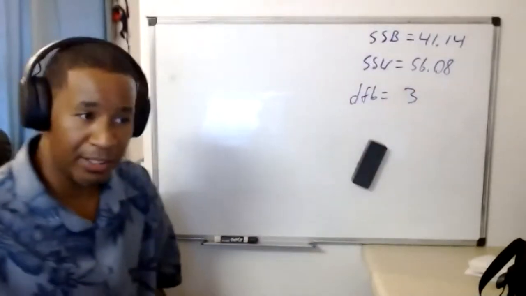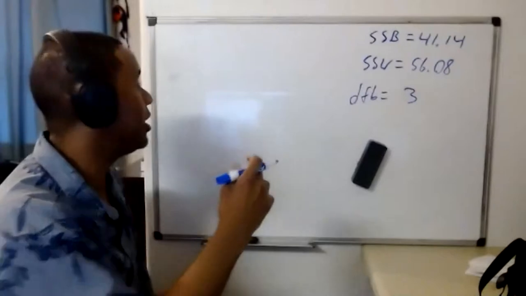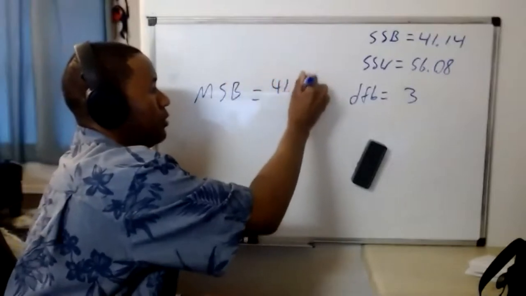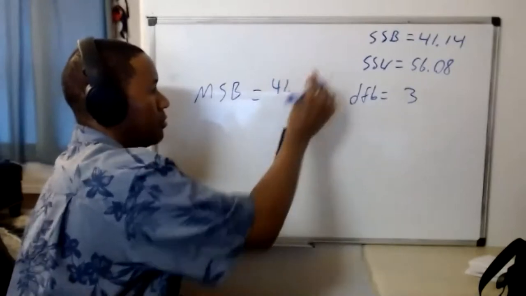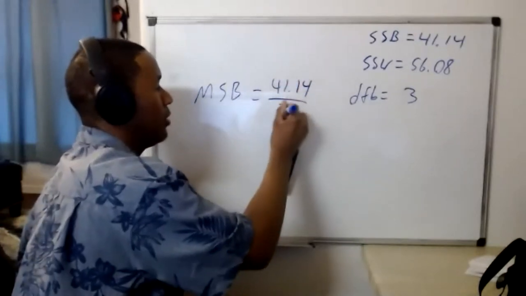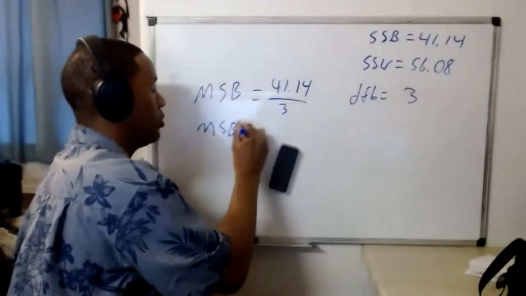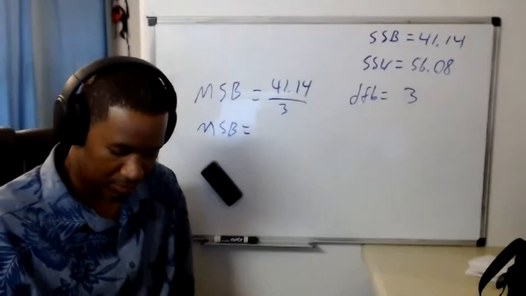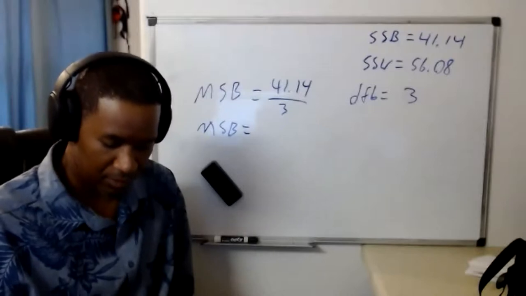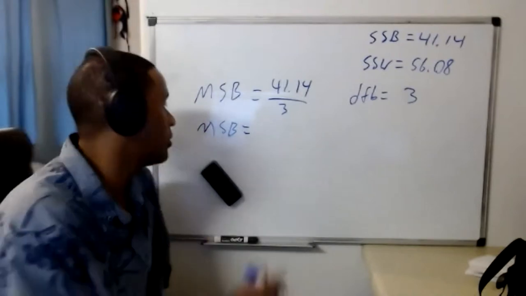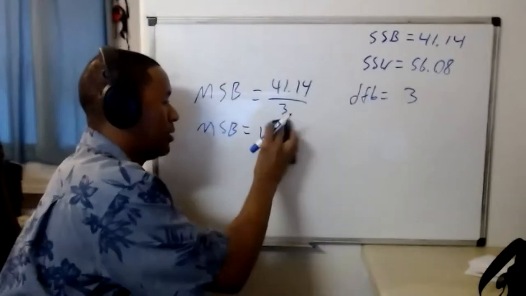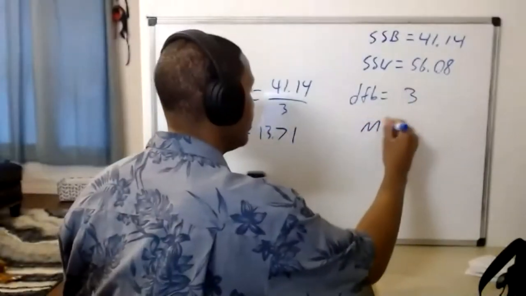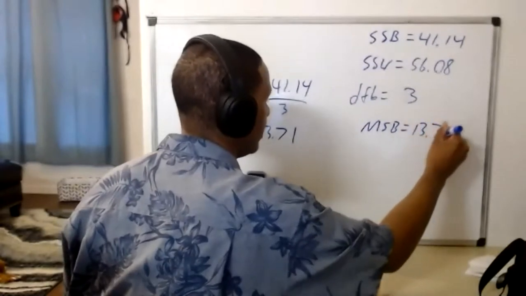Okay. Now, to find our mean square between, we divide our SSB by our DFB. So we know that our MSB, or our mean square between, is equal to 41.14 divided by 3. So our MSB is equal to what? 13.71. Good. Okay, now you want to track all this stuff, so I'm going to move all this stuff. Our MSB is 13.71. Good.